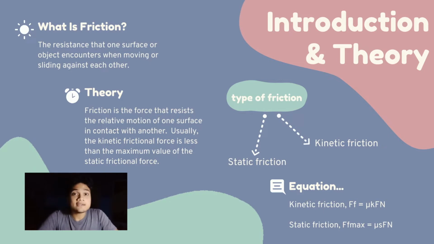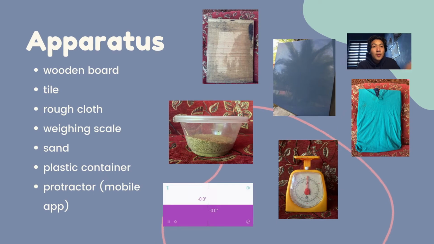To find the coefficient, we are using the derivation equation where F equals mu K times F for kinetic friction, and F equals mu S times F for static friction. Now, the apparatus that we are using for the lab experiment is wooden board, tile, rough cloth, weighing scale, sand, plastic container, and lastly protector.